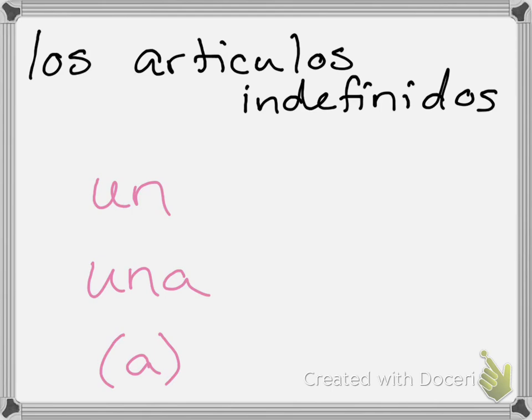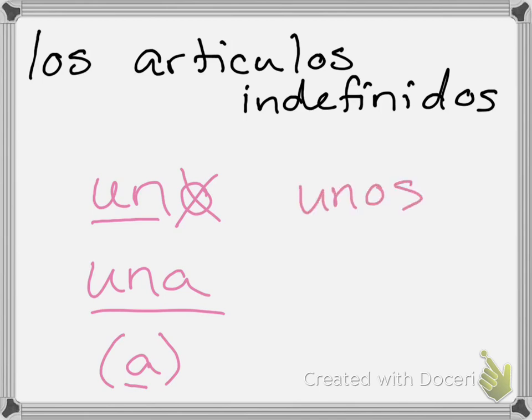Like, I have a dog. Tengo un perro. I have a chair. Tengo una silla, right? So we're going to use un or una when we want to say "a." I have one of these, right? Now you'll notice this is un, not uno, because uno is the number one. And here I'm not saying "one," I'm saying "a." Okay? So un or una.